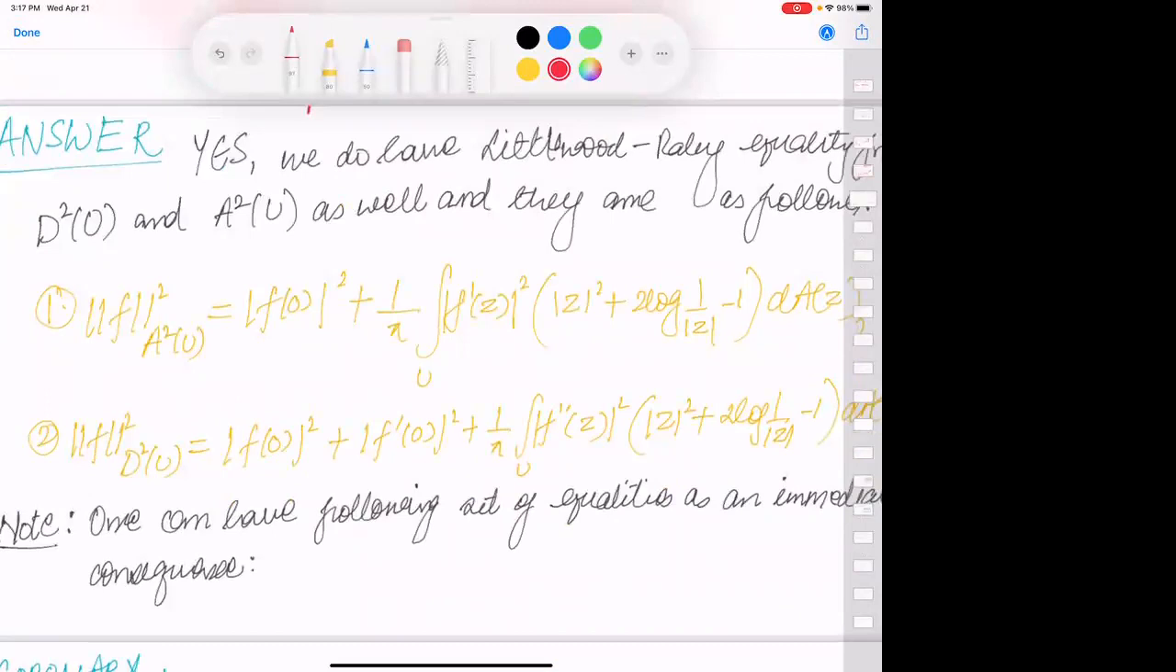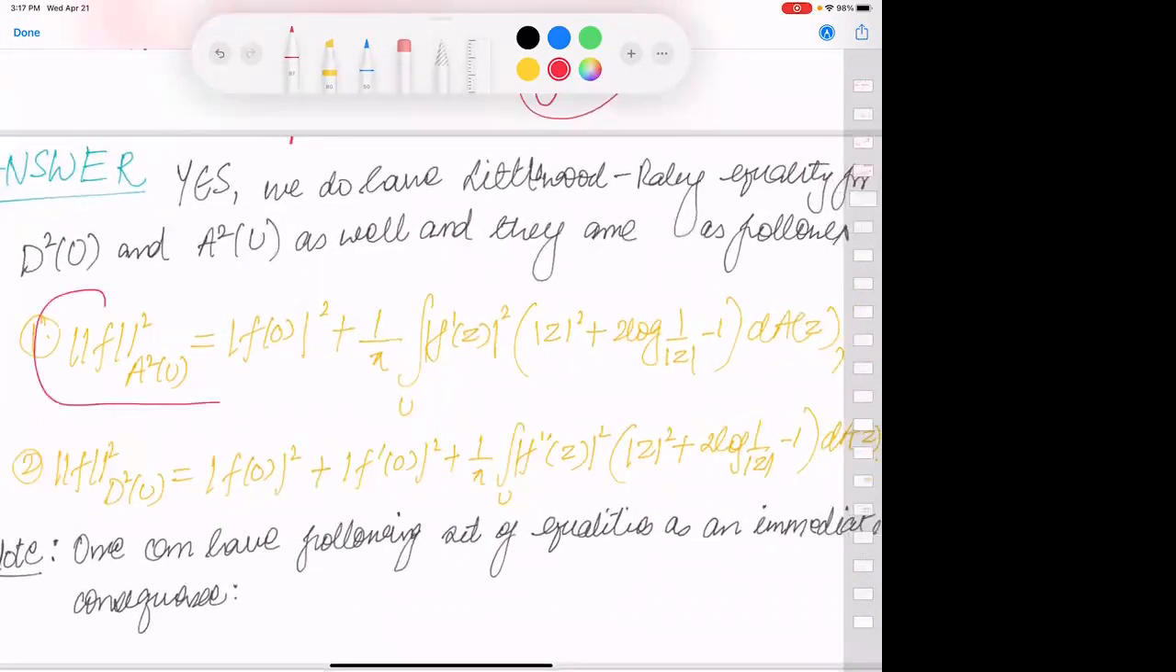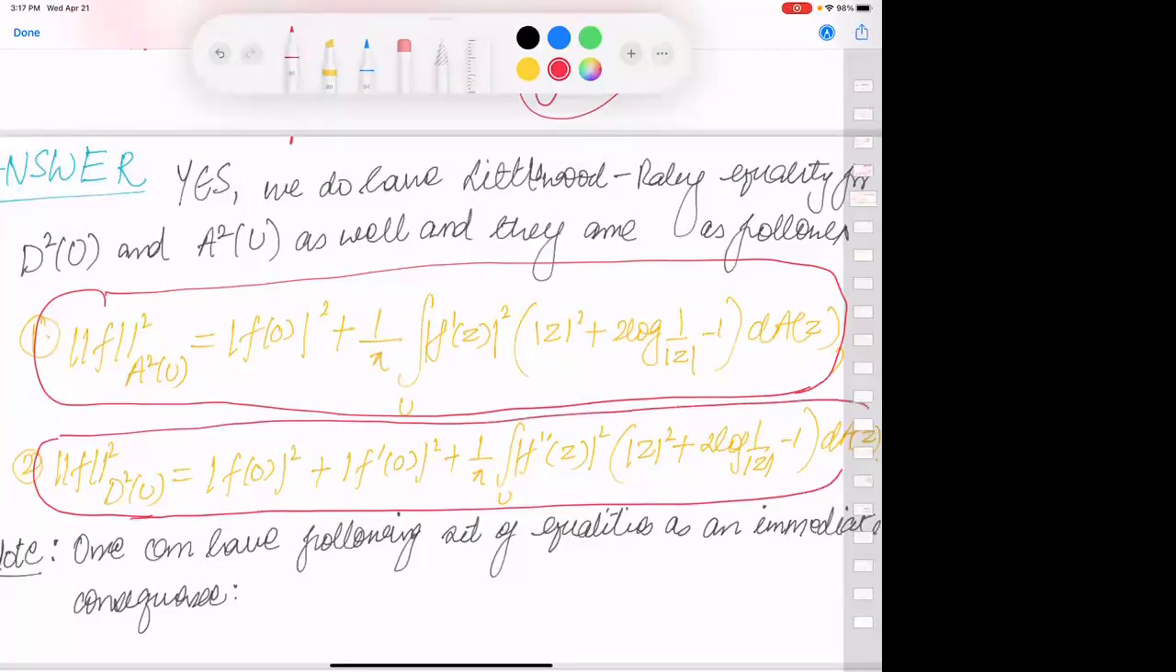So for Bergman space, the equation 1 that I have written over here, I think this should be the Littlewood-Paley equality for Bergman space. And when you talk about Dirichlet space, the equality that I'm writing over here is going to be the Littlewood-Paley equality for Dirichlet space. So let me read it further.